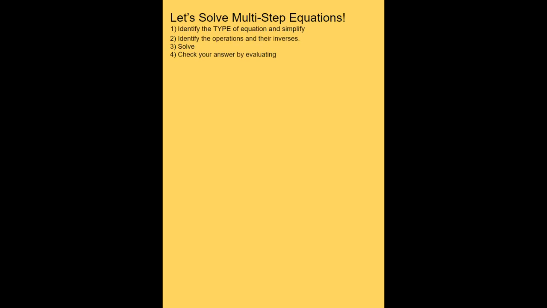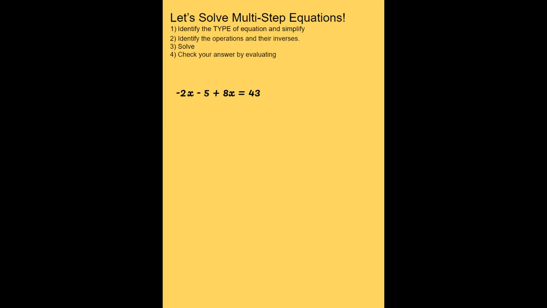Let's solve multi-step equations. First, we will identify the type of equation and simplify. Second, we'll identify the operations and their inverses. Third, we'll solve. And fourth, we'll check our answer by evaluating. Let's look at this problem.